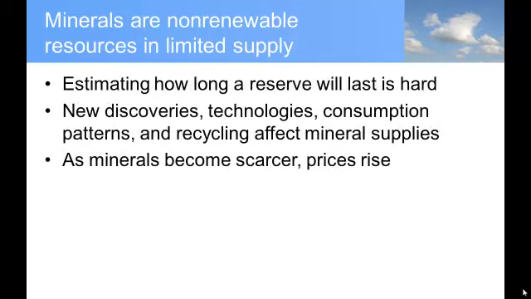New discoveries and new technologies may increase or decrease the demand for these. For example, if somebody discovers a new product that requires the use of indium, that 30-year estimate for indium might get much smaller. Or if they discover a way to make these flat screens without using indium, then the estimate for the lifetime of indium may grow longer because the demand will go down. So these changing patterns may have an impact on how long these things will last. As minerals become scarcer, prices will rise.